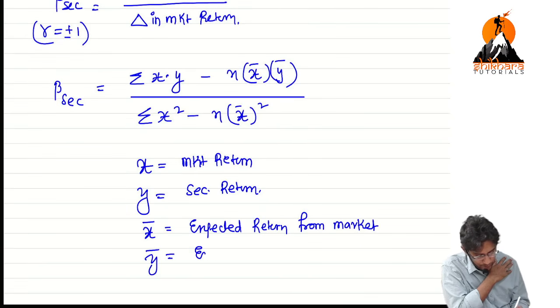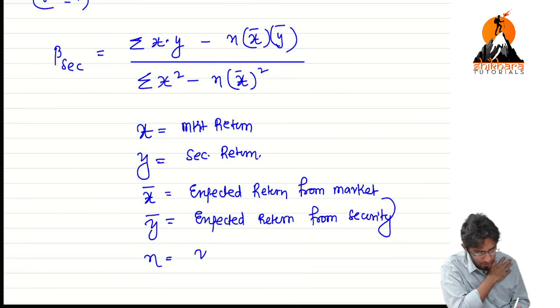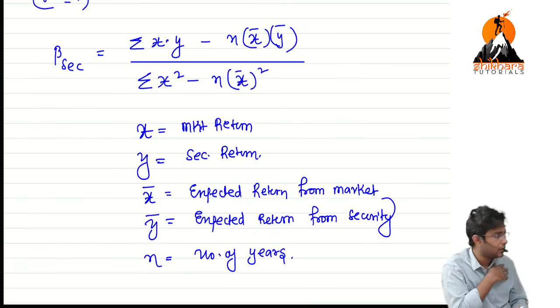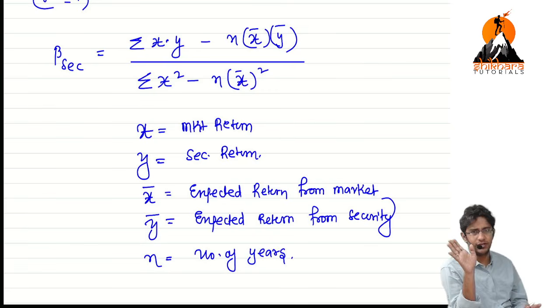Y bar is expected return from security. N is number of years. Past data, how many years you are taking? Every question is invariably the same.